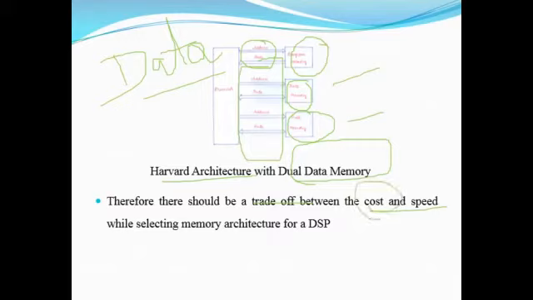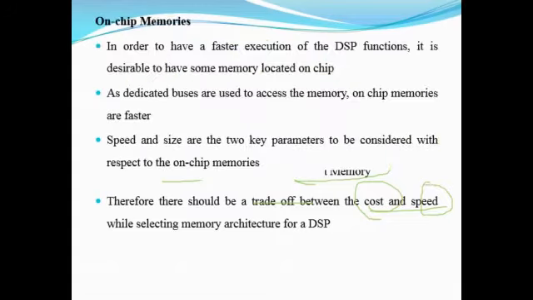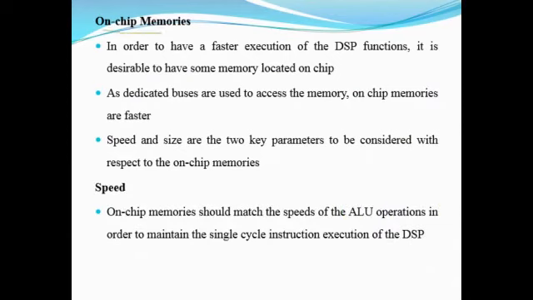So it also increases the cost, and it also may reduce the speed while selecting the architecture for this particular DSP. Then we go with on-chip memories. For faster execution of a DSP function, we require a memory which is located on the chip. Such memories are on-chip memories, which can execute any given instruction much faster. They should have some dedicated buses which can access the on-chip memory, so that they perform very fast. So speed and size are the two different factors when we consider on-chip memory.